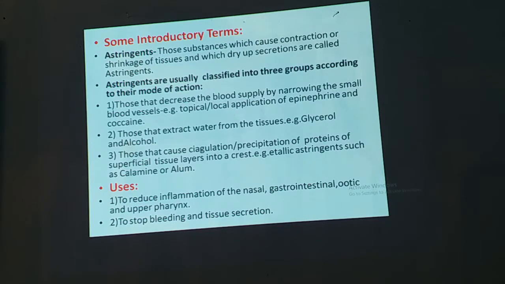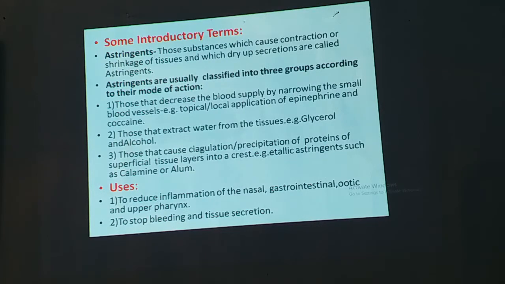Please write it correctly here, it is misprinted. You should write coagulation. Instead it is mistakenly written as ciagulation. So those that cause coagulation and/or precipitation of proteins of superficial tissue layers into a crust.